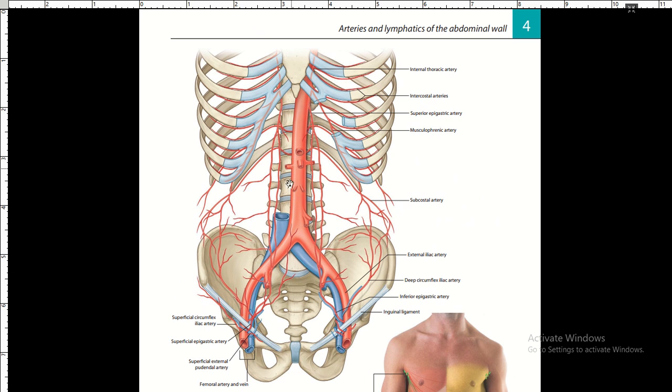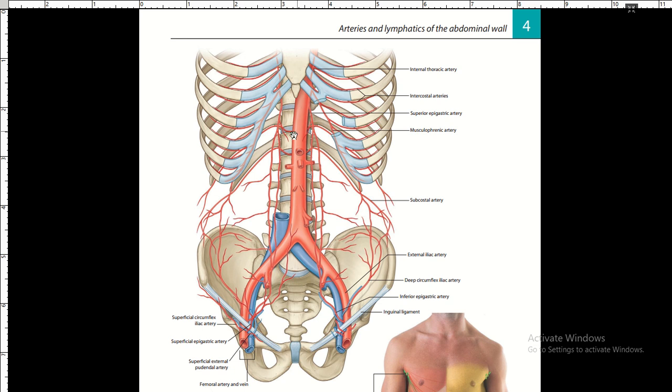Right here, this is your aorta. At the diaphragm, it becomes your abdominal aorta. And this abdominal aorta at L4 bifurcates to form common iliac arteries. And then at the pelvic brim, the common iliac artery also bifurcates to form internal iliac artery and external iliac artery. So take note of this.